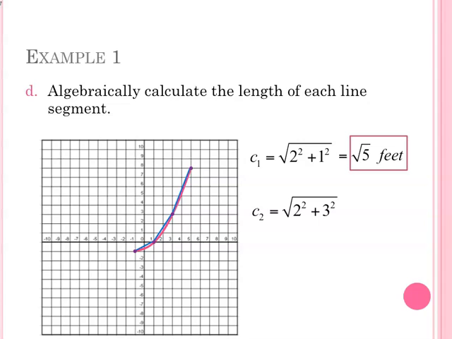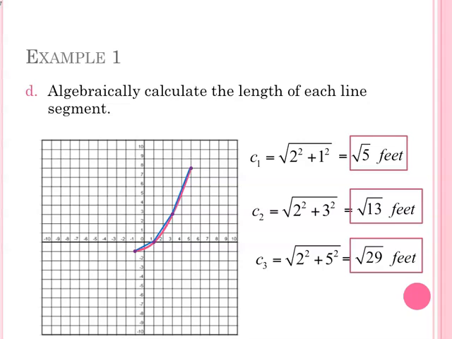C2 would be 2 squared plus 3 squared, take the square root of that, that would be the square root of 13. And the last one, C3, is 2 squared plus 5 squared. So that's 25 plus 4, the square root of 29 feet.